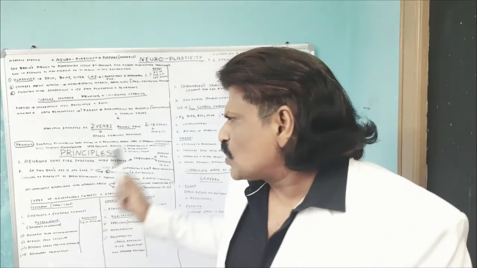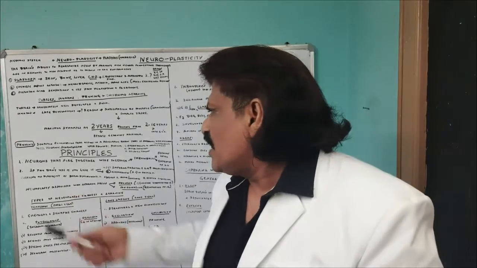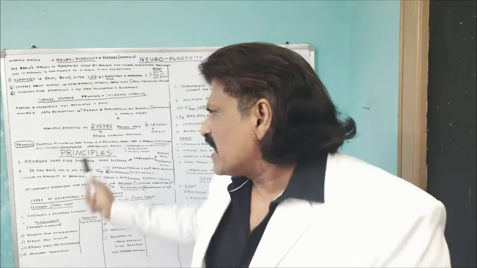The second fascinating point I want to talk about is the principles of neuroplasticity. There are two important principles. One, neurons that fire together wire together. And second, if you don't use it, you lose it. So the two principles on which neuroplasticity is based are: one, the neurons which fire together wire together, and two, if you don't use it, you lose it. I can give you an example of each.